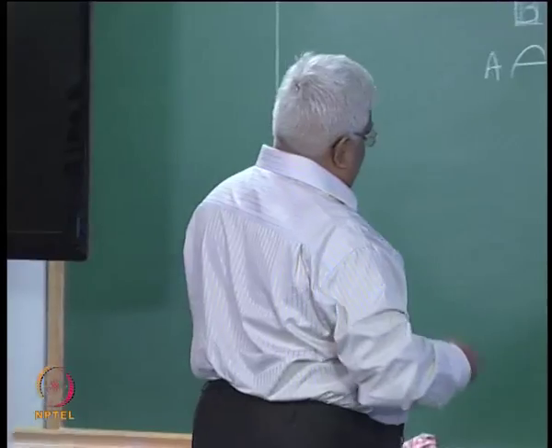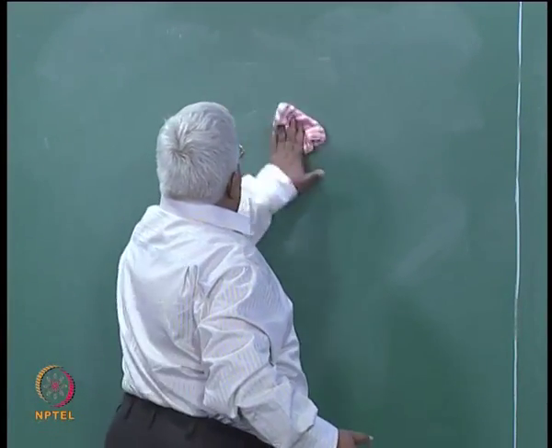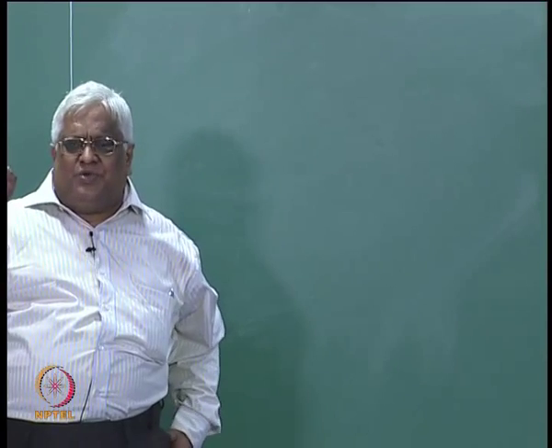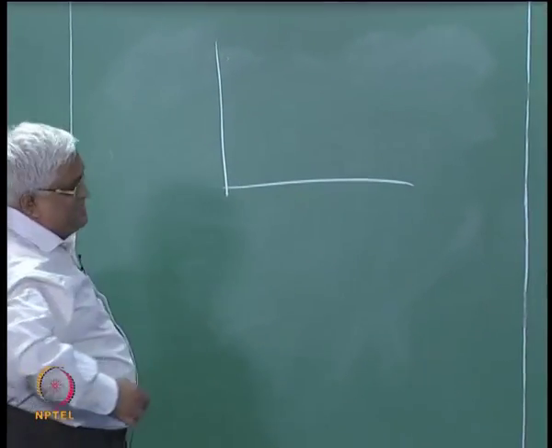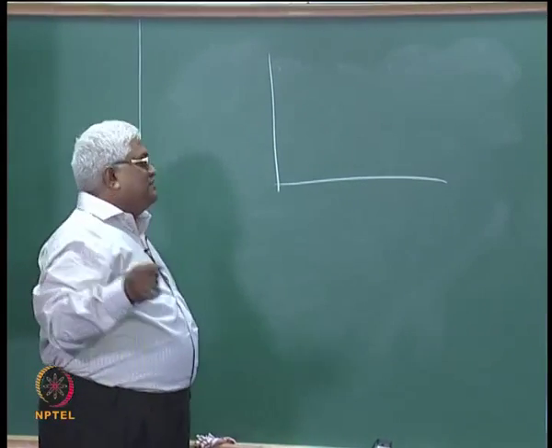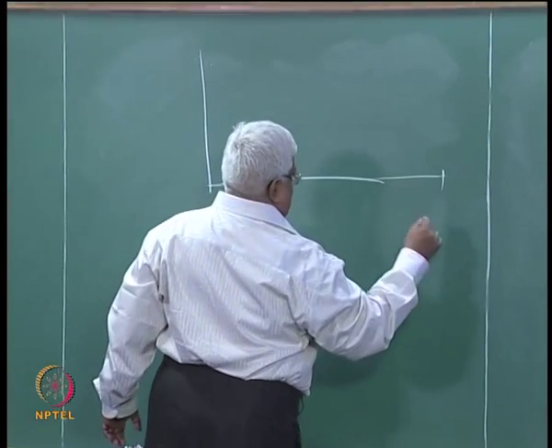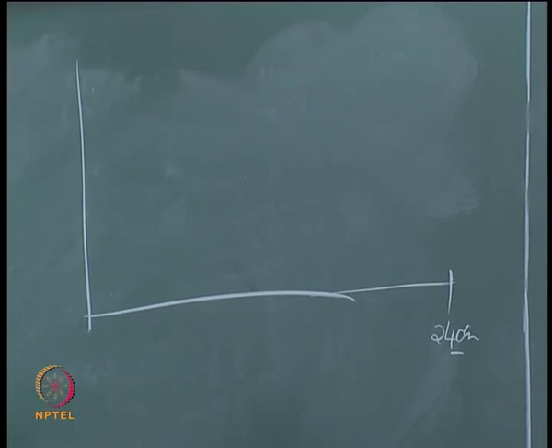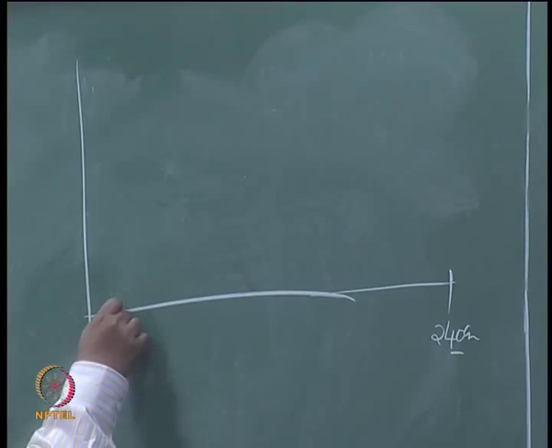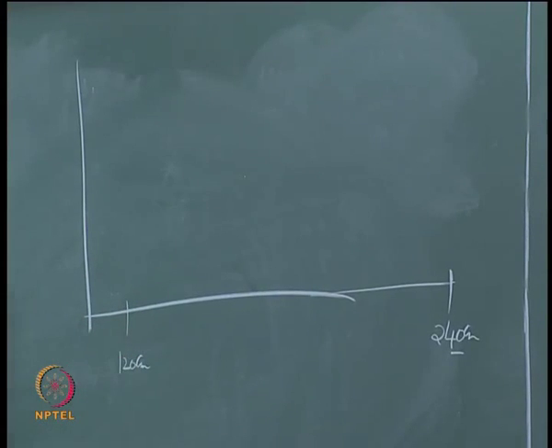What is the meaning of that? The meaning is the following. Let us say we only have one feature, height. Let us say height we are measuring in centimeters. Let us say the maximal height that we have is, say, 240 centimeters. 240 centimeters means how many feet? 8 feet, right? And let us say the minimum height is 120 centimeters, and the maximum height is 240 centimeters.